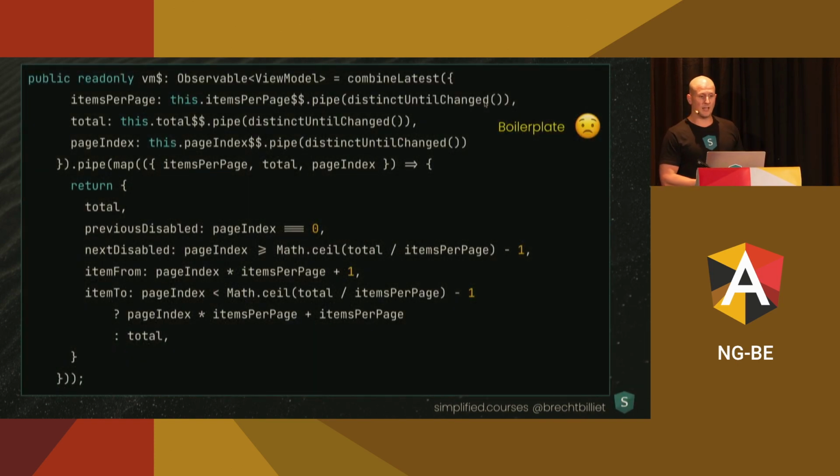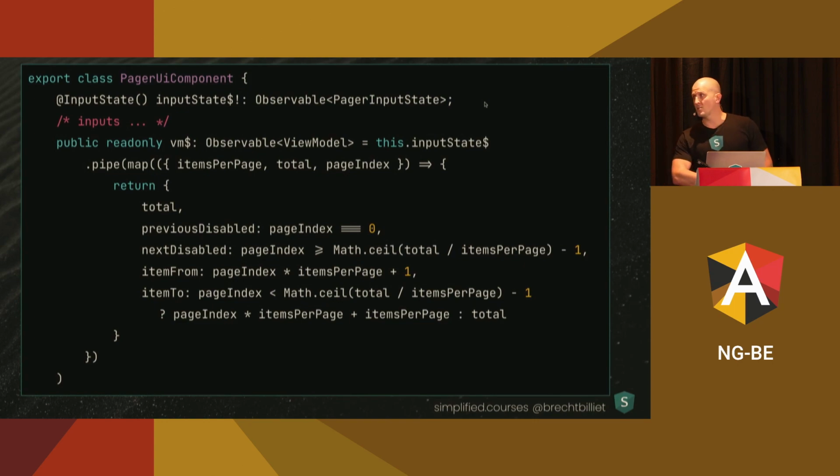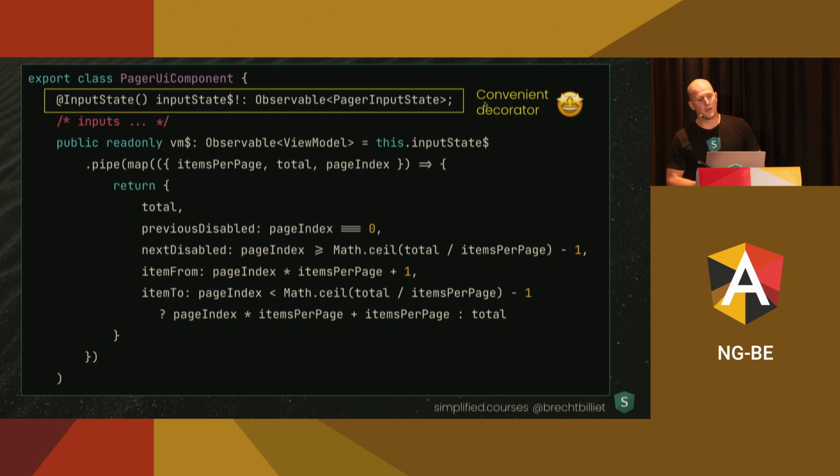In our calculation of the view model, we also have boilerplate because we have one combineLatest and one distinctUntilChanged for every source observable. But what if I told you that I've created a convenient decorator for this that will actually listen to the ngOnChanges lifecycle hook, and only one time per change detection will update this reactive object with all the different input properties?